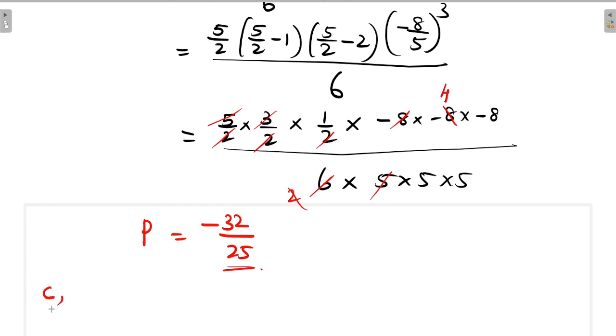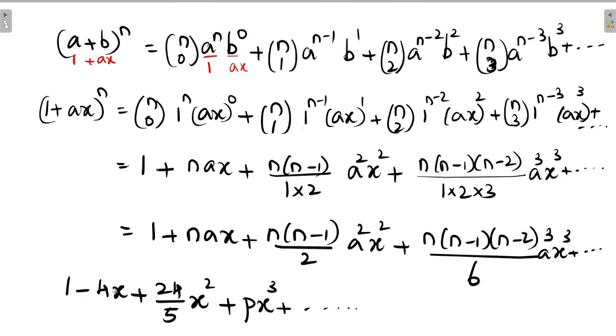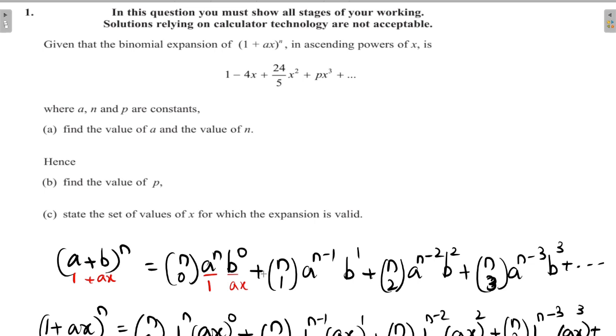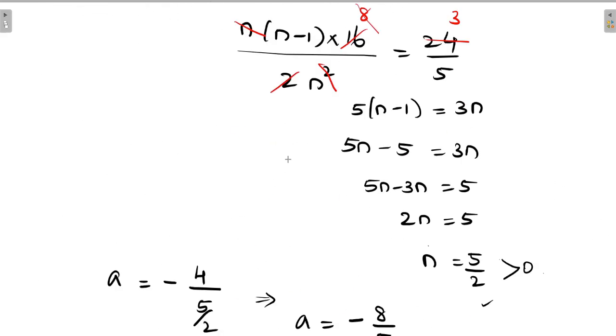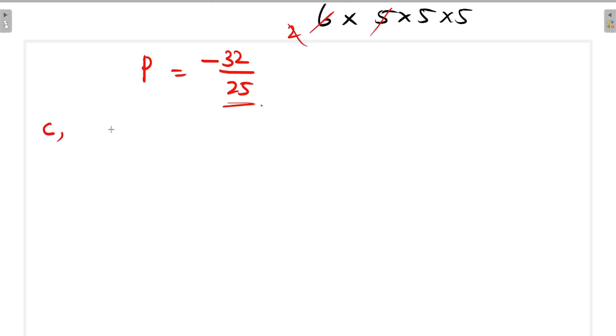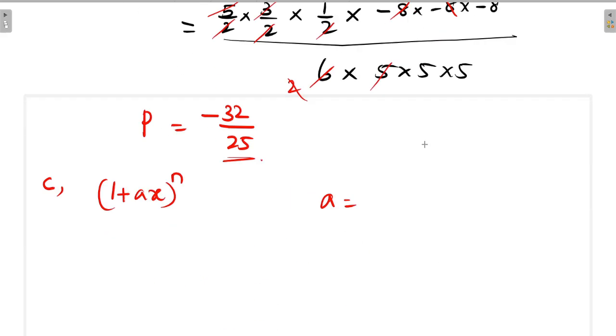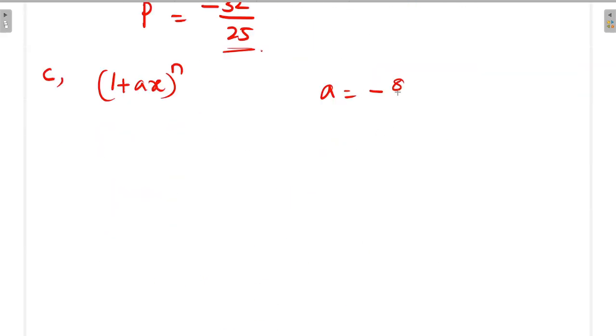Now part C. State the set of values of x for which the expansion is valid. So our expansion is 1 plus ax the whole power n. We know the value of a. A is equal to minus 8 by 5. And n is equal to 5 by 2, which we already found, that is greater than 0.